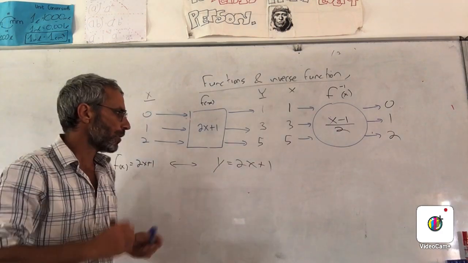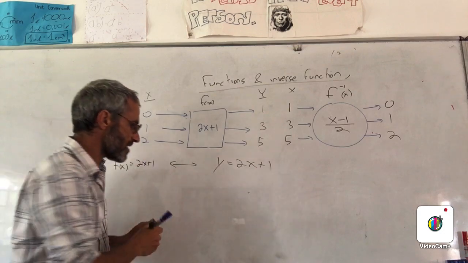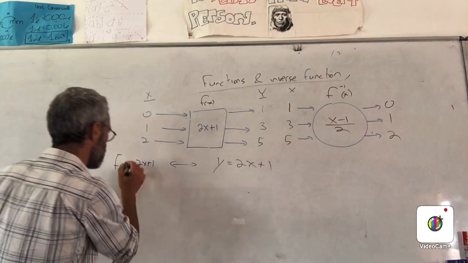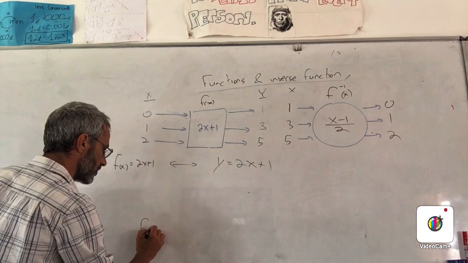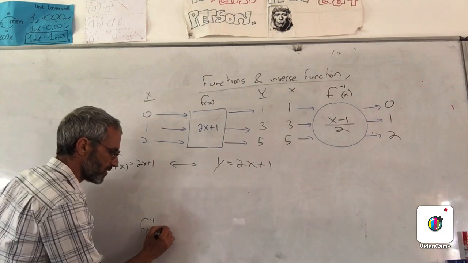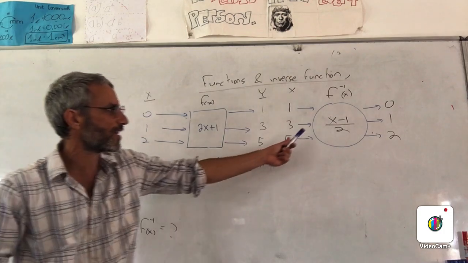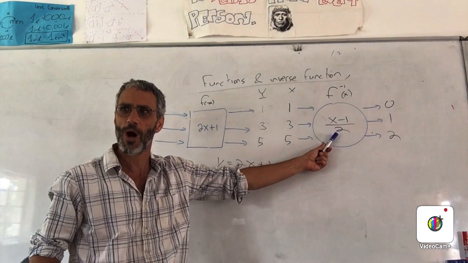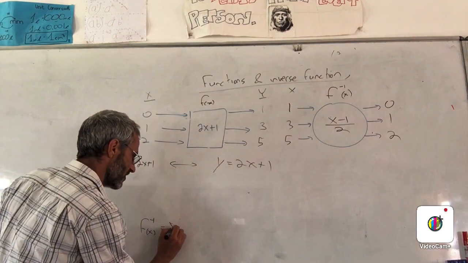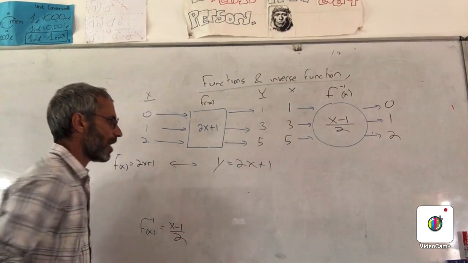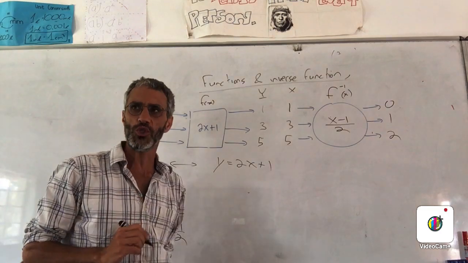So what I want to do is find a new function. This is the f of x. I want to find out what's the inverse of x. What's that equal to? Well, I know what it is. I know it's x minus 1 over 2. But I want to know how to get it. Right, so I'm going to do it in 2 stages.